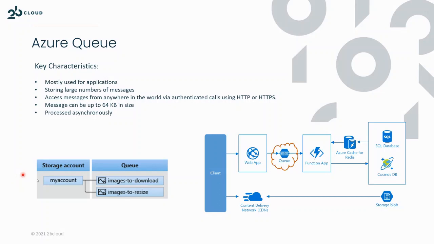The structure of the queue is very simple. You still need to create the storage account. Under the storage account, you just can create the queue. And on the diagram, you can see the queue as a messenger store between the front end application and the function app. So basically, the web application is pushing messages to this queue, and the function app just picks them up from here, and then does what it needs to do.